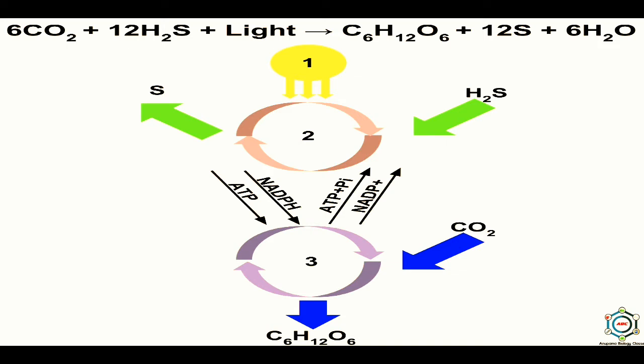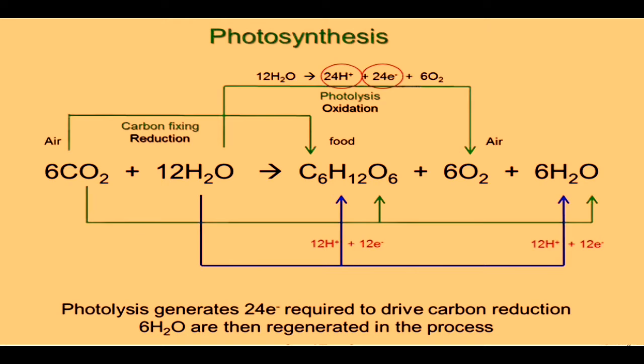They used the radioactive isotope of oxygen in water and found that the oxygen liberated in the process was isotopically labeled. On the contrary, when oxygen-18 in carbon dioxide was used, the evolved oxygen did not show radioactivity. Thus, the overall equation of photosynthesis is currently accepted as follows: 12H2O plus 6CO2, in the presence of light and chlorophyll, forms C6H12O6 plus 6O2 plus 6H2O. So here you can see the complete equation.